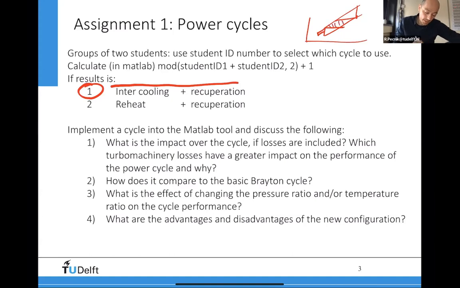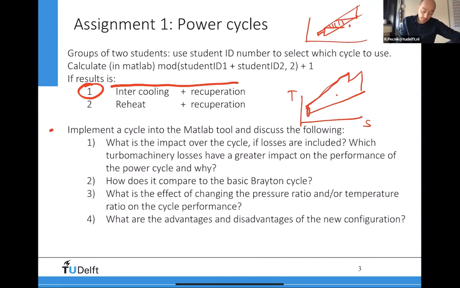That would be number one. The second cycle would be reheat plus recuperation. So you would have a cycle that would do something like that in a TS diagram. Okay. And then you have this cycle or this cycle, and then you compare it to the basic cycle.